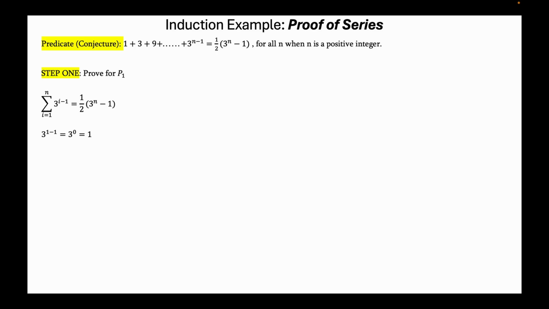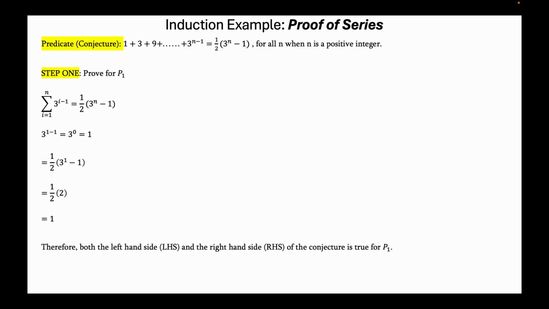There's 3 to the 0, which is 1. A half of 3 to the 1 take 1 is a half of 2, which is also 1. So therefore, both the left-hand side and right-hand side of this situation is true. So P of 1 is right.